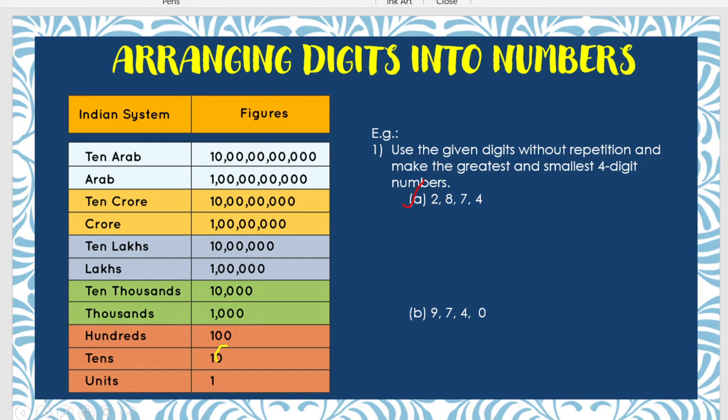Now we have to do a question. This is a question for you. Use the given digits without repeating. You have to make it very sharp, without repeating, and make the greatest and the smallest number. The smallest number is 2, then 4, then 7, then 8. And to find the greatest number, you have to reverse all these digits: 8, 7, 4, 2.